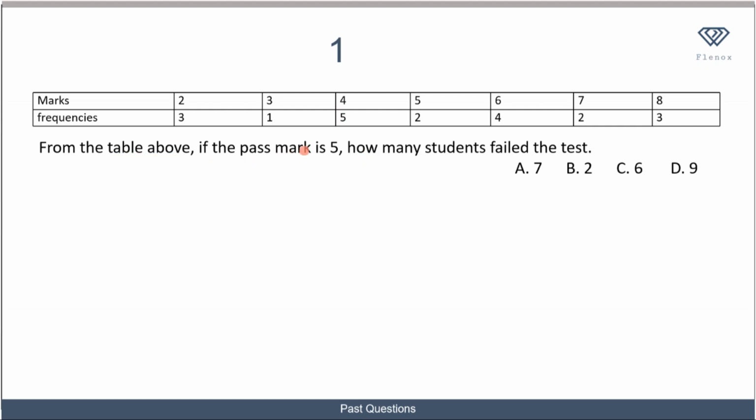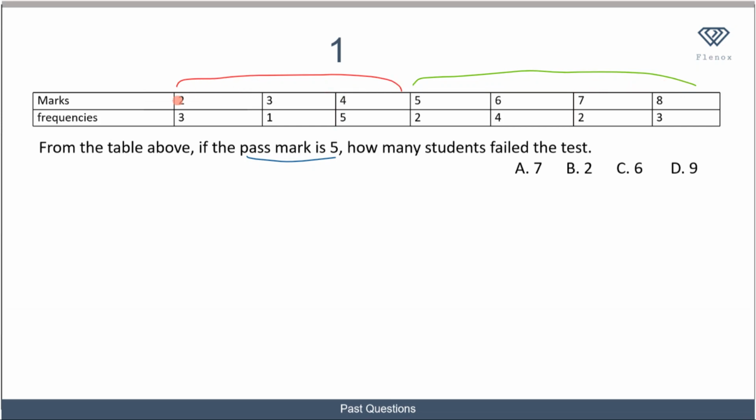So we are told that the pass mark is 5. What does it mean for the pass mark to be 5? It means that anybody that scored below a mark of 5 failed the course. So all the students that scored either 2 marks, 3 marks or 4 marks failed the course, while students that scored 5 marks, 6 marks and above passed the course. So these students here failed the course.